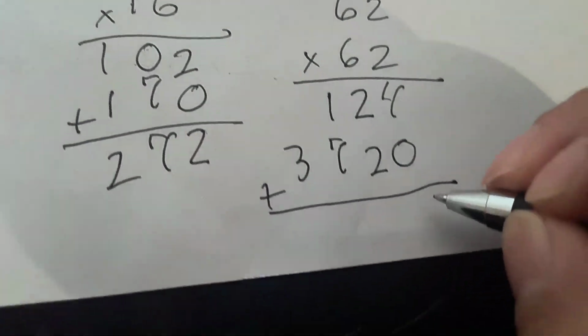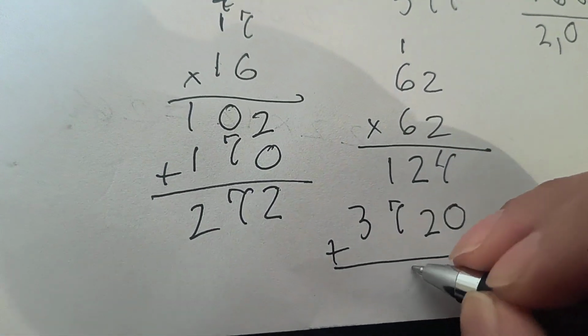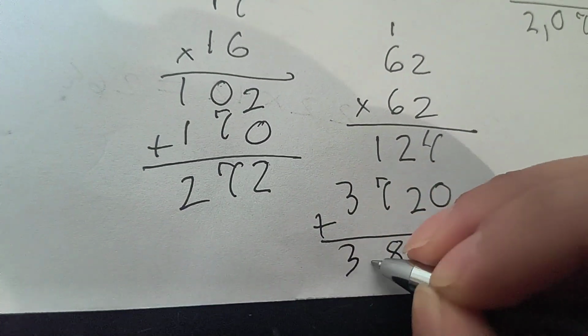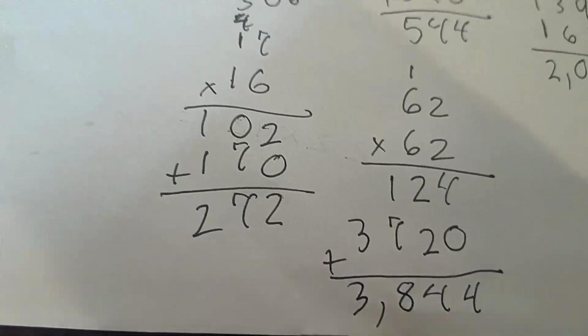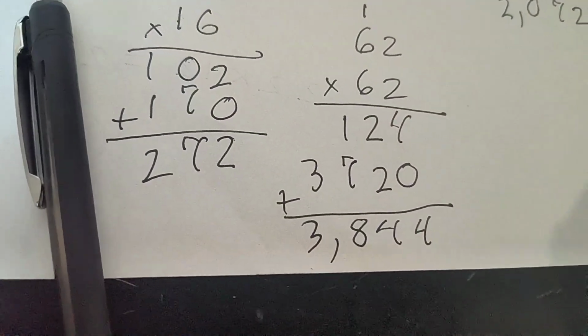Add 4 plus 0 is 4, 2 plus 2 is 4, 1 plus 7 is 8, and then just 3 right here. 3,844. And we're done. Okay, stay in school.